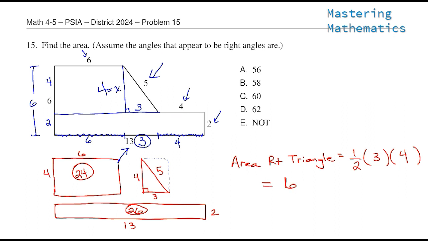And so now we add them together. So the total area is 24 plus 26 plus 6. Well, 24 and 26 is 50, so the answer is 56.